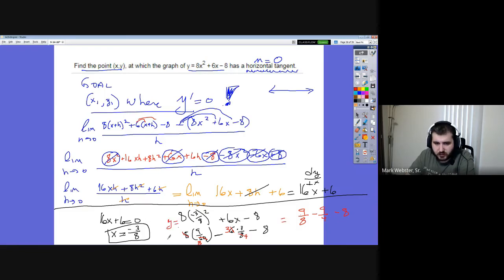I'm going to put y equals here just for clarity. And then when you do this, 9 over 8 and 9 over 4 can be just like 18 over 8 here. So these subtract: negative 9/8, then minus 8, negative 9 and 1/8 when you do the math here. Or if you would prefer it as a mixed number, negative 73/8.